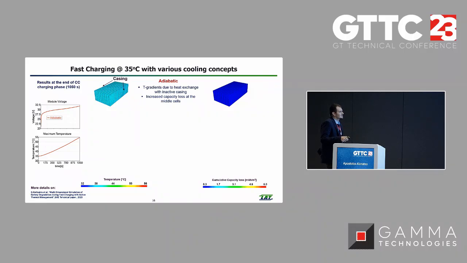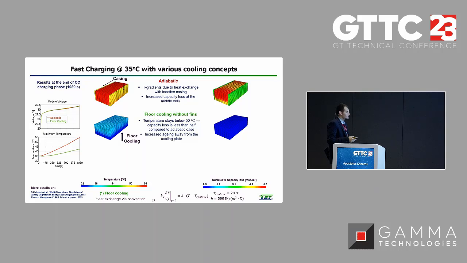So here, in the first case that we studied, we have applied adiabatic boundary conditions. And if we look at the temperature, we can see that there are some thermal gradients which occur due to the heat exchange with the inactive casing. Now, because there is a straightforward relationship between temperature and capacity loss, we can also see that here there is increased capacity loss at the middle cells.